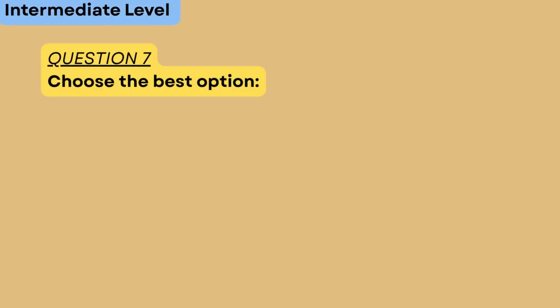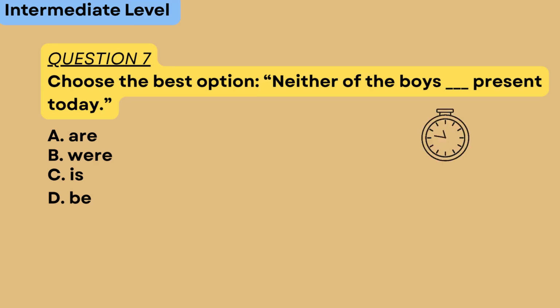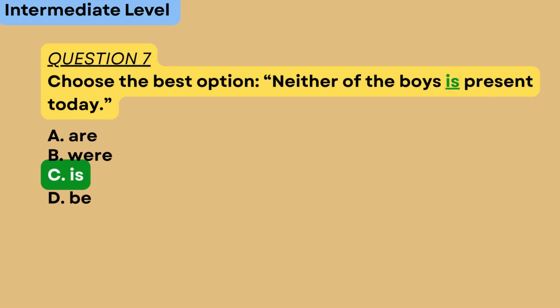Choose the best option. Neither of the boys blank present today. Are, were, is, be. What do you think? Which one really fits here? Okay, so the right one is option C. Neither of the boys is present today.